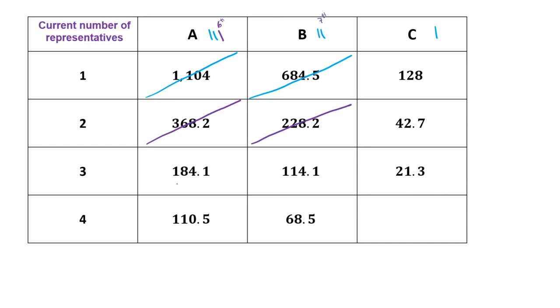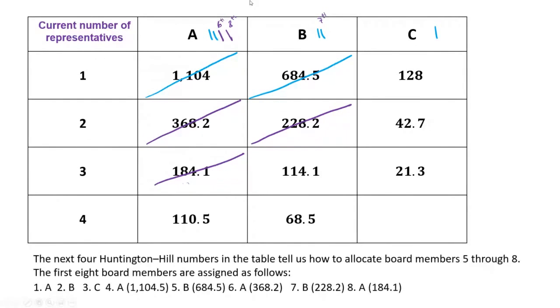Let us see what numbers we have. 184, 114, 128. 184 is the greatest from those left, and so the 8th representative goes to A. And as a result, we have assigned 4 representatives to A, 2 to B, and 1 to C. So this is how the Huntington Hill method works.